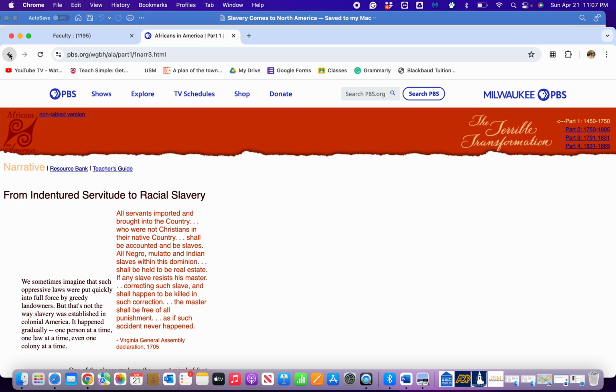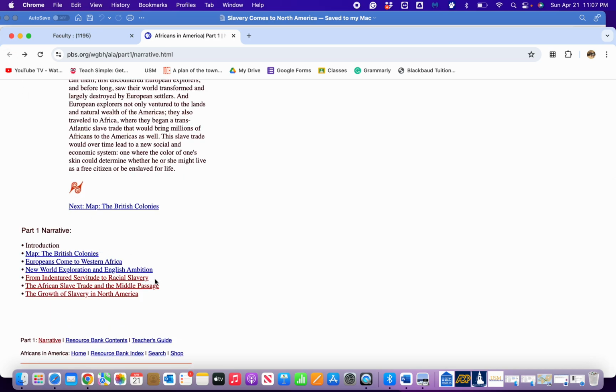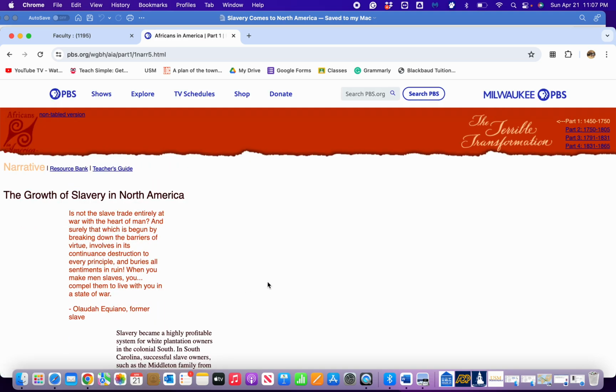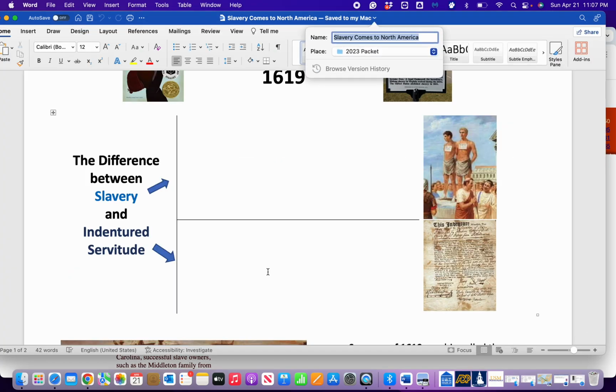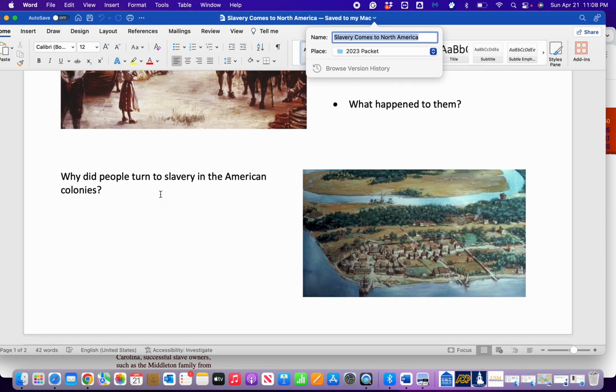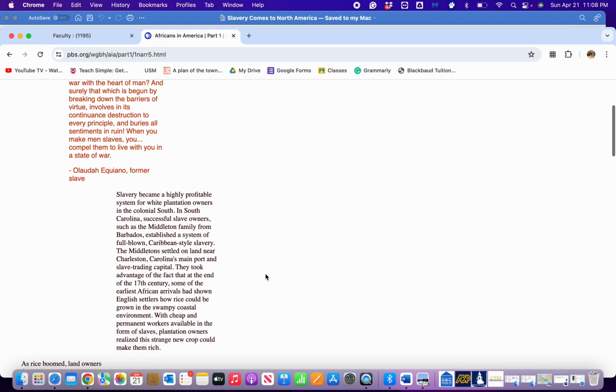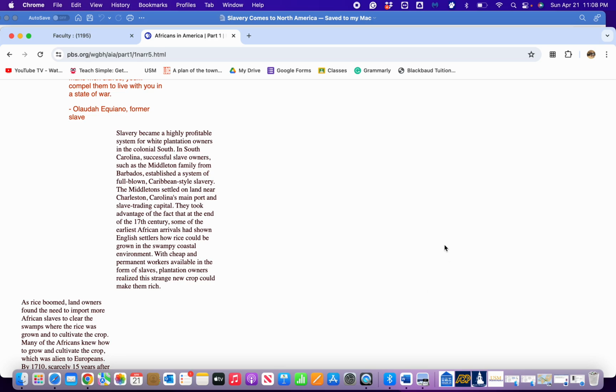Then it's back out of here. You're going to look at the growth of slavery in North America. This is going to help give you some of the reasons why people turned to slavery in the American colonies. All right, so you're just going to read through that and see what it has to say, okay?